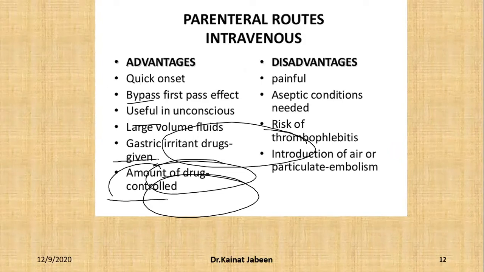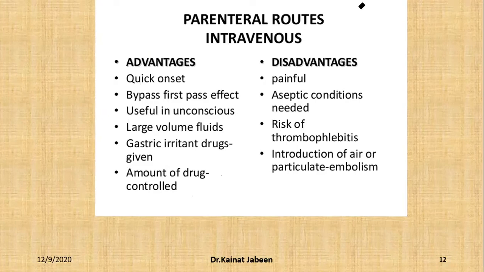Gastric irritating drugs can be given, and amount of drug control. You can even control the amount of drug, how much you want to give to the patient. If the drug is a gastric irritant, then you can use it intravenously. The disadvantages are that it is painful and aseptic condition is needed. Why are aseptic conditions needed? Because if you do not maintain aseptic conditions, then maybe there is bacterial infection, or any other thing can enter into your body, that is a great risk.